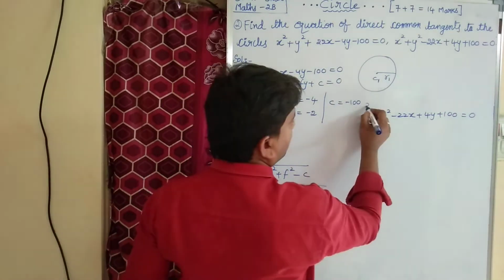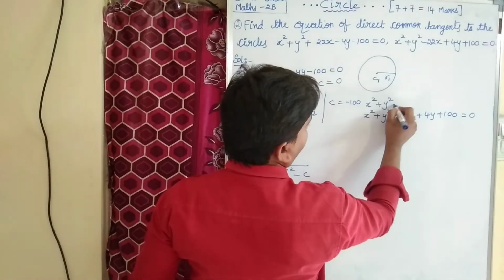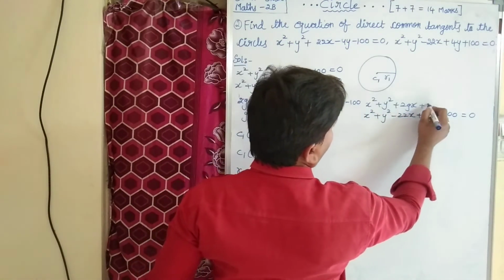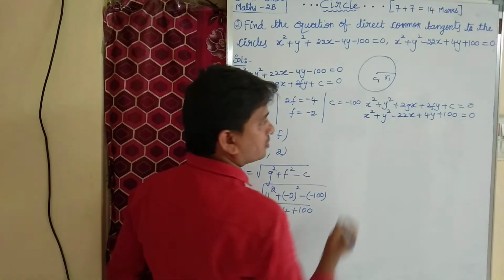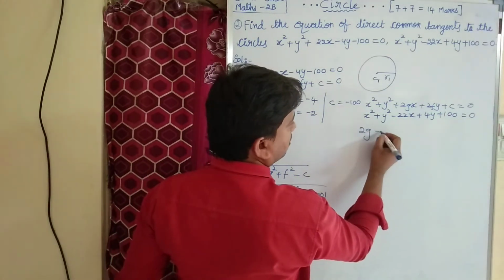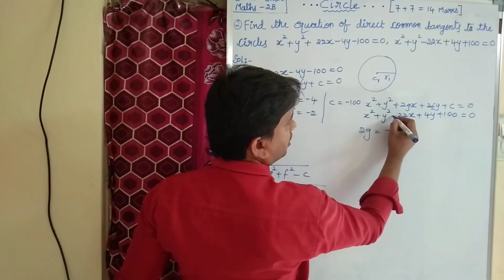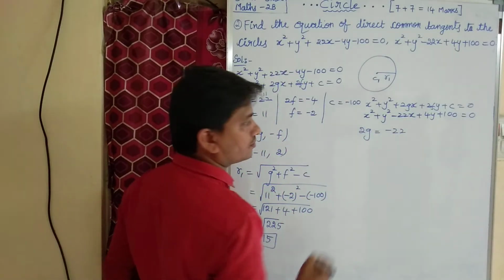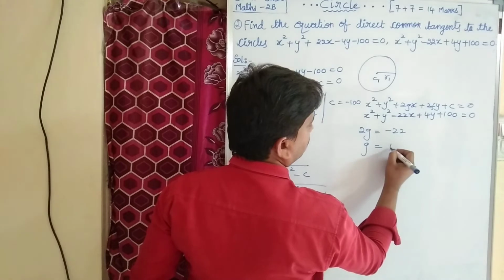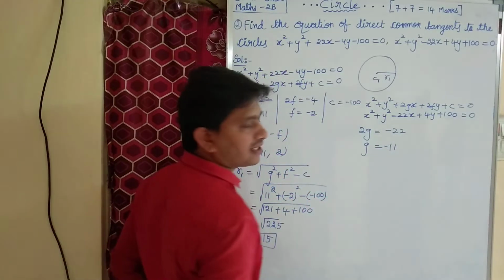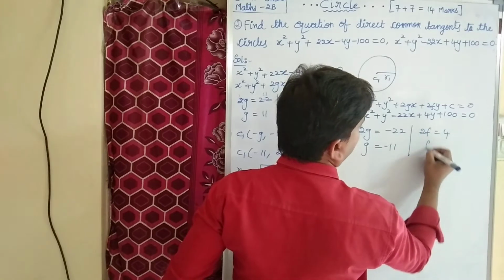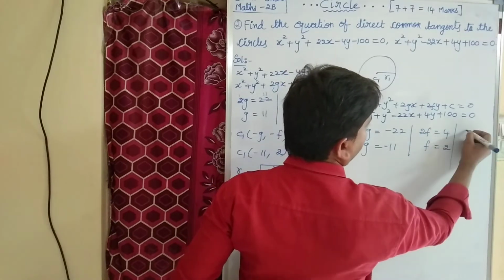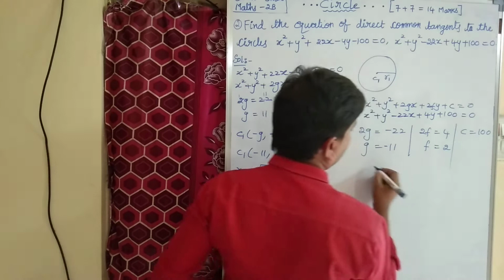Let us compare with the standard form of the equation of the circle, x square plus y square plus 2gx plus 2fy plus c equal to 0. Children, what is the value of 2g? Minus 22. Including sign you have to write. So g equal to minus 11. And then 2f equal to 4, so f equal to 2. And the value of c is 100.